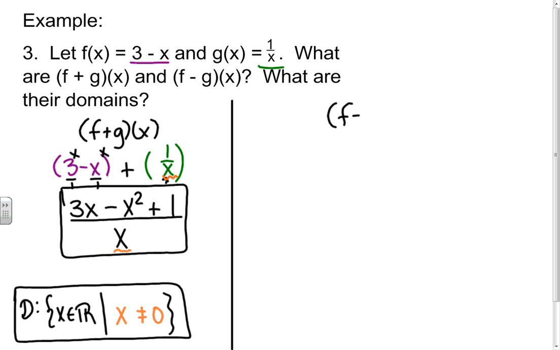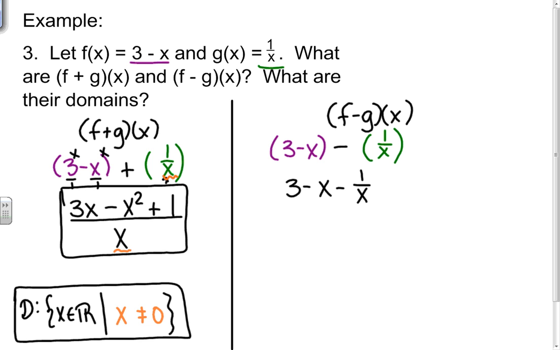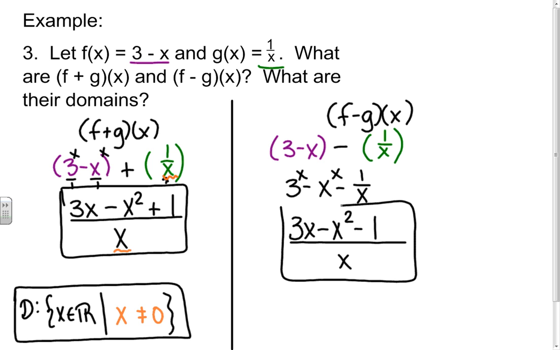For f minus g of x, I'm going to take the f function, which is 3 minus x, and subtract the g function, which is 1 over x. If I subtract, I'm going to write it for a second just like this. I distribute that negative. Common denominator here is an x, which means the 3 needs it, and so does that x. So what I really have is 3x minus x squared minus 1. That's the expression I get for the quotient.